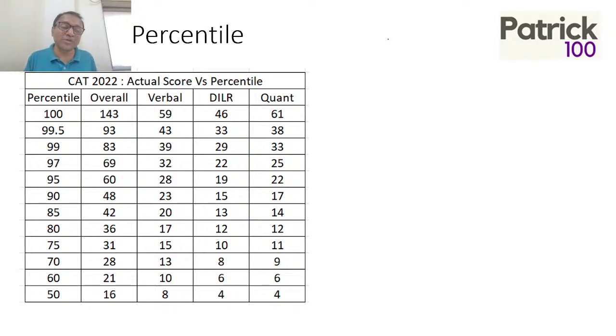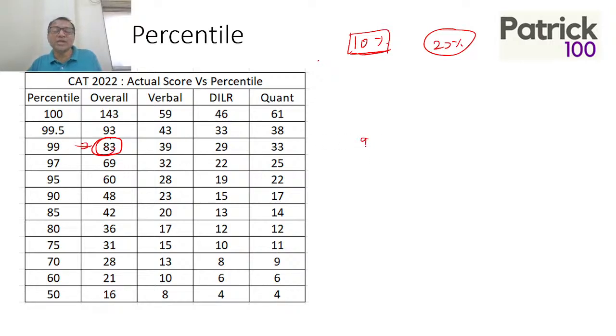Now how do you calculate your percentile? From what I've heard from people, there is around a 10% decrease in your marks. Some people said 20% also, but I'm just saying 10% approximately. So if last year 83, 84 was a 99 percentile, this year 99 percentile could go down to 76. Okay, around 75, 76 marks. So reduce 10% in these marks approximately.